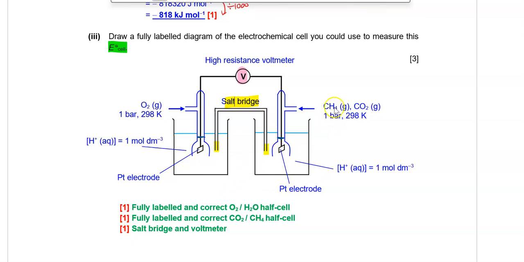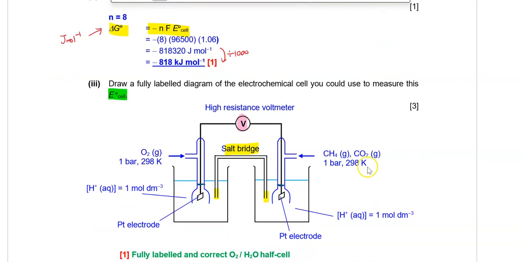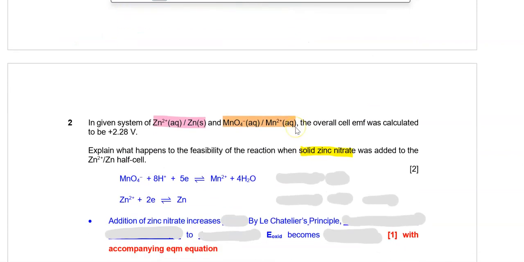Recall again, a common confusion among students was that they thought CO2 was a product in this case, and therefore it needs to be pumped out. As I mentioned again, in the half cell, both species must be present in order for it to work. So both CH4 and CO2 should be going in. If not, then we look at number 2.